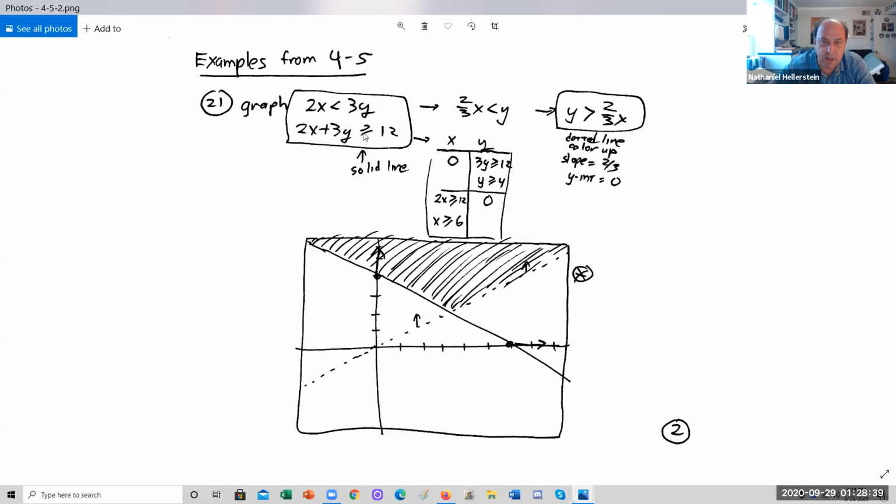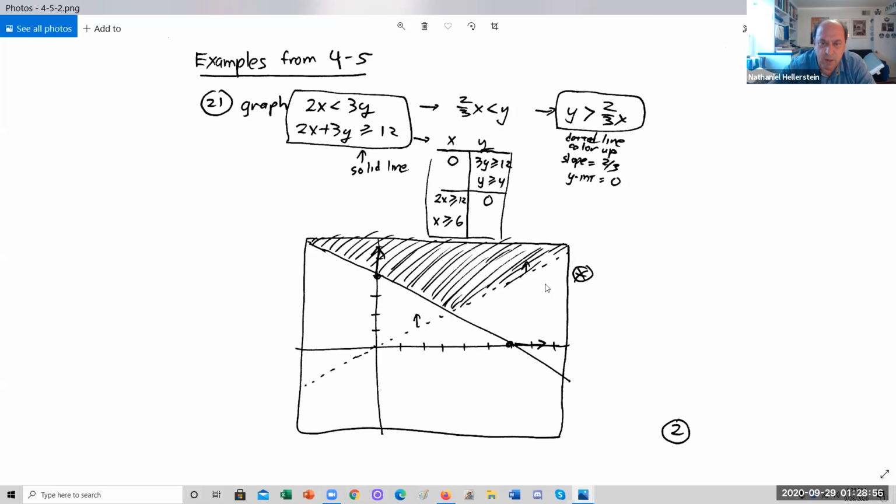2x plus 3y is at least 12. When x is 0, 3y is at least 12. Y is at least 4. So here's 0 by 4 and color above that. When y is 0, then 2x is at least 12, or x is at least 6. Here's 6 by 0, color to the right of that.